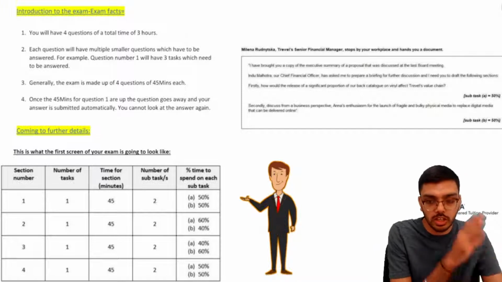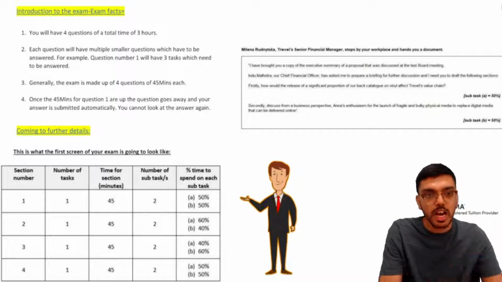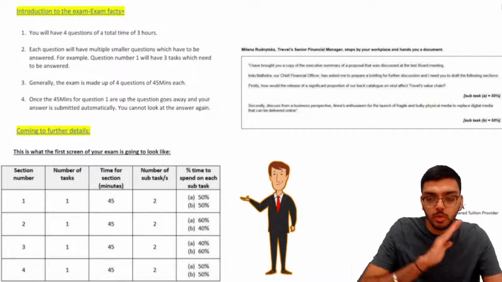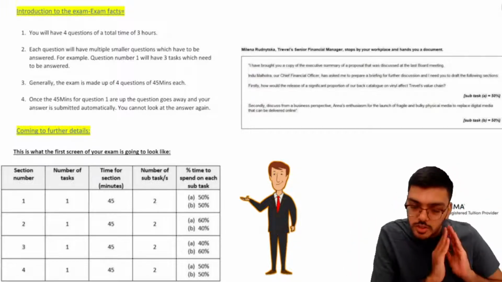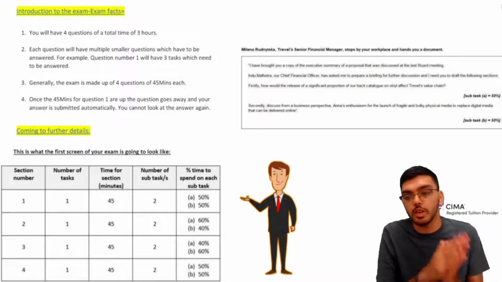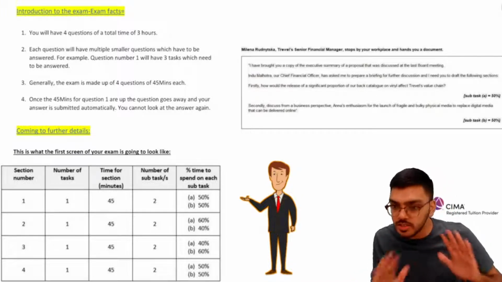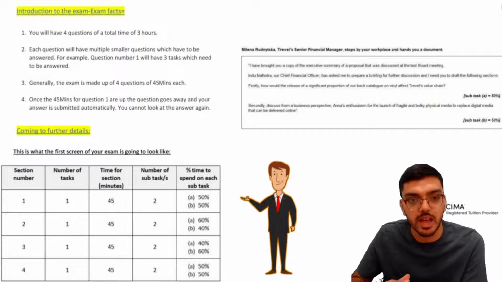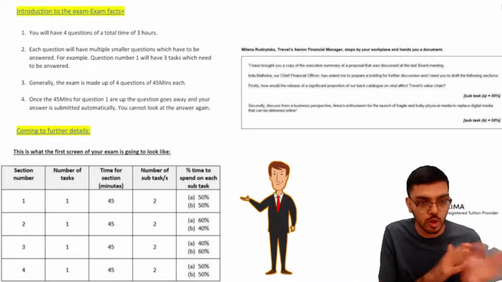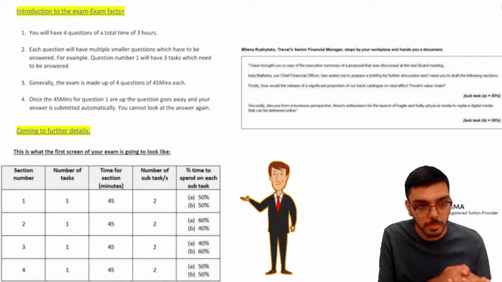So 3 hours, 4 questions. Each question is 45 minutes. And once 45 minutes are up, question 1 is submitted. You cannot come back to question 1. It's gone. It's submitted. Then you go to question 2, another 45 minutes. It's gone, submitted. Then 3, then 4, and finally the exam ends. You can't scroll through the questions.